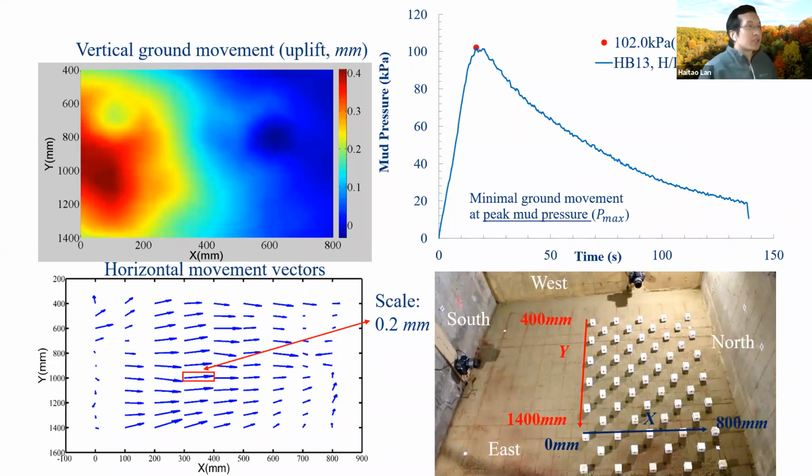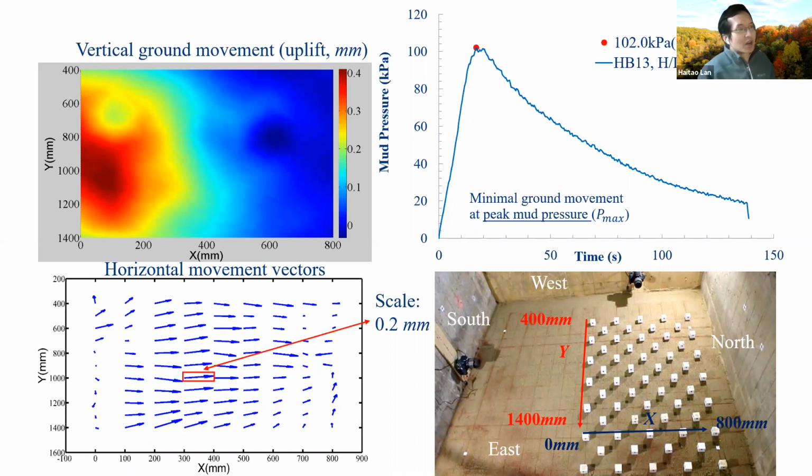Mud pressure reaches the peak value in a very short time, 102 kPa. At this moment, we didn't see obvious ground movement. The ground movement is very, very small. So on the left, you can see the vertical ground movement is less than 0.4 millimeters, and the horizontal movement, the maximum one, is about 0.2 millimeters.